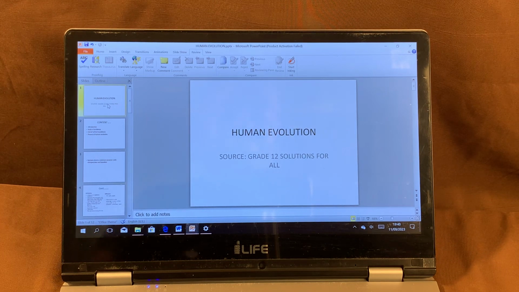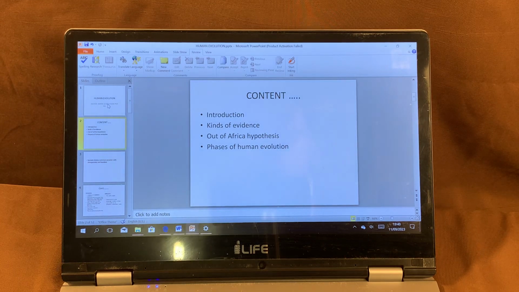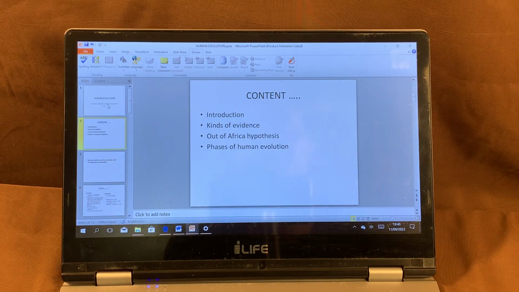All of this information will be taken from Life Sciences Grade 12 Solutions for All. Today's topic is human evolution, okay? The content areas we'll be talking about are the introduction, the kinds of evidence, the out of Africa hypothesis, whereby we say that humans, Homo sapiens, evolved in Africa, and the phases of human evolution. That will be our last chapter.